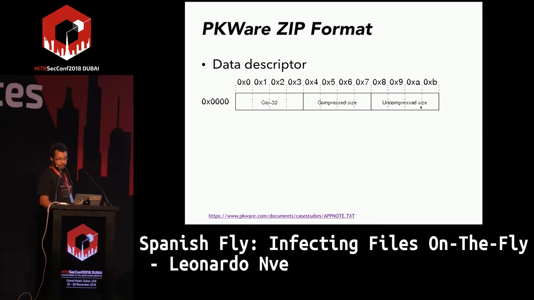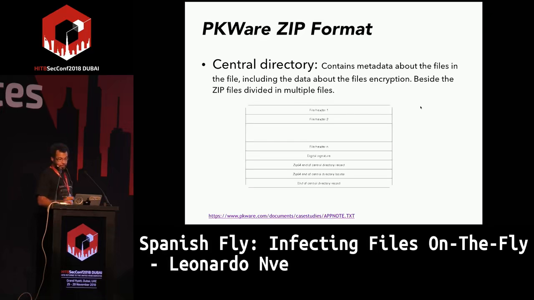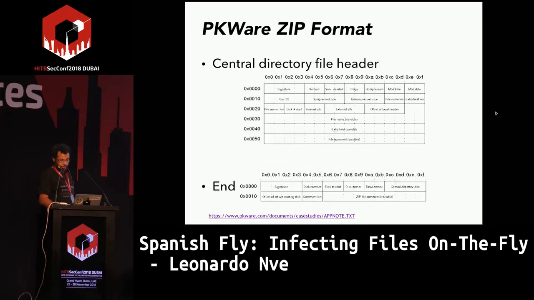After all files, we are going to find the central directory, where there is a file header and an index to all file headers, with again the same information. So it's not very complicated, and at the end, this is for multiple files, etc., etc.